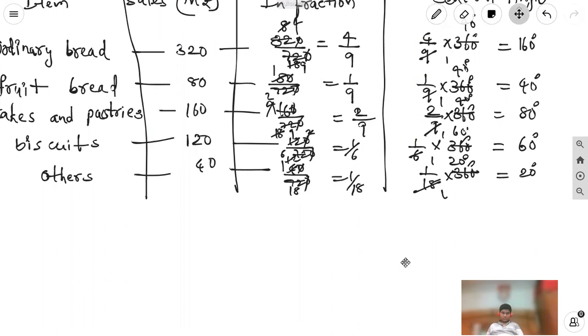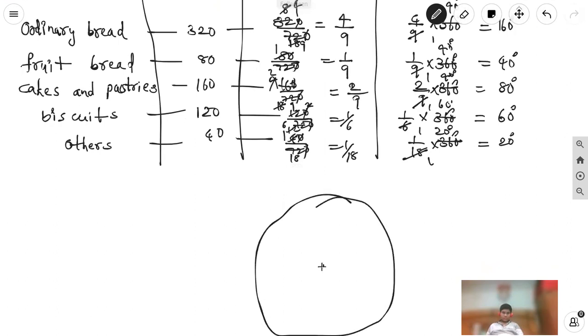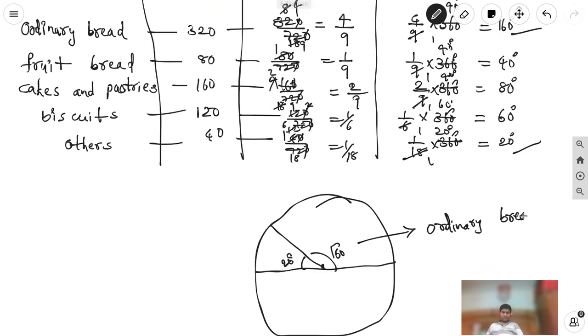So 360 degrees can be divided into equal parts in a circular diagram. This is a circular diagram. In this, it's 180 degrees, and generally 90 degrees, 90 degrees. Here 160 plus 20 is 180. This is a 160 degrees angle, and this is a 20 degrees angle. The 160 degrees angle is for ordinary bread, and the 20 degrees angle is for others.